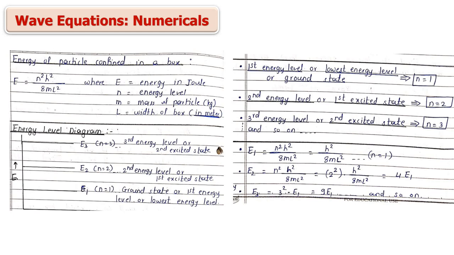So please go through this video and try to understand how to solve the numericals. Only one formula is there: energy of a particle confined in a box, and this derivation we have done, right? Energy of particle is equal to n square h square upon 8 m L square, where E is obviously the energy of the particle. It is in joule. Okay, this is very important.